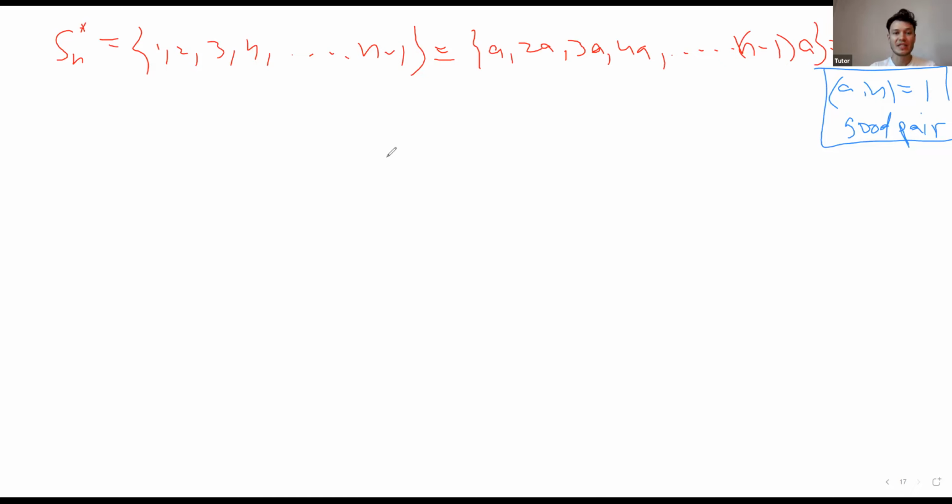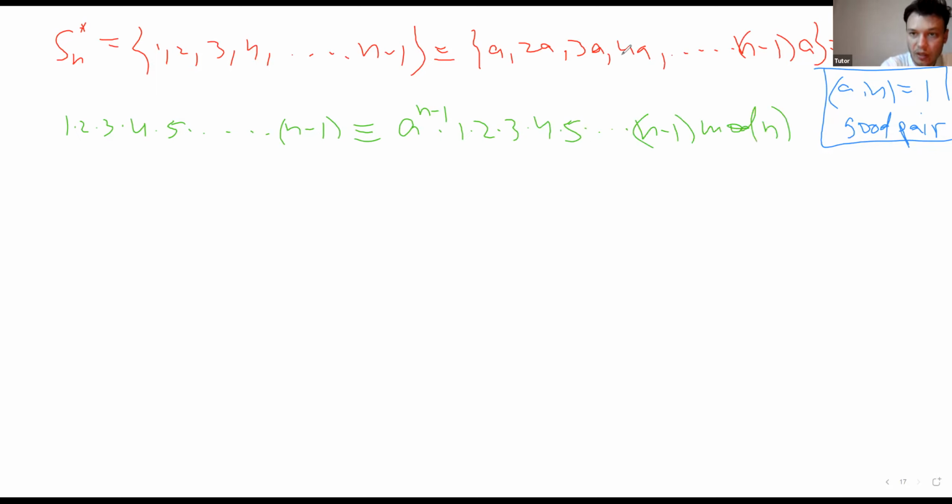So if I have this thing, the question is, what's happening if I multiply everything on the left and everything on the right? If I multiply everything on the left, I'd get 1 times 2 times 3 times 4 times 5 up to n minus 1. This would need to be congruent with, well, what's the product in here? Each one of them has an A, so how many A's? There is going to be A to the power n minus 1 times 1 times 2 times 3 times 4 times 5 all the way until n minus 1, mod n. Well, but now look at this. If n is not a prime, right?